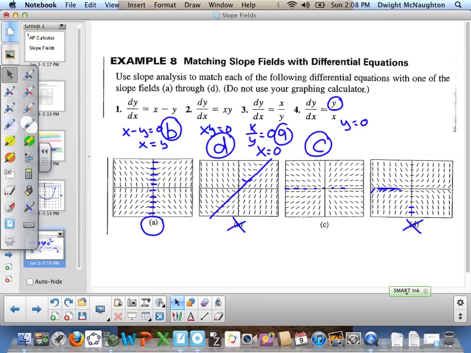So slope fields are a way for us to see general solutions, not specific ones, get an idea of what's happening with the graph. And if we were given a point on these, we could plot our point and scribble through and get a rough idea of what's happening to the graph at that point. And here's just a few examples. So slope fields.